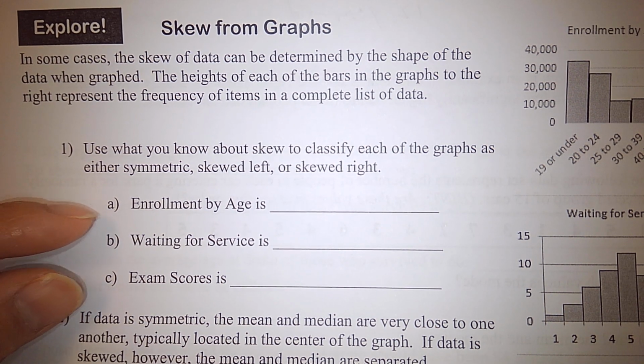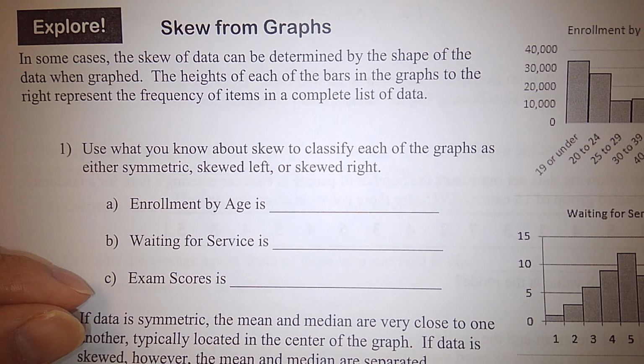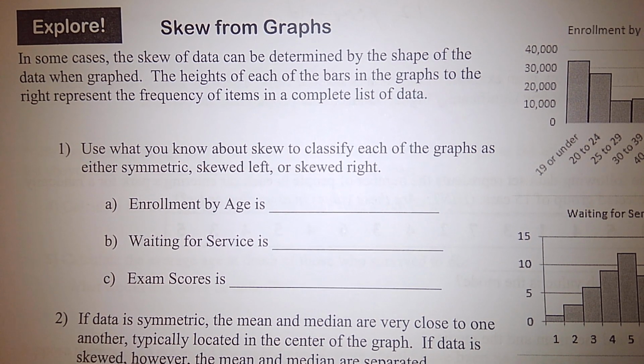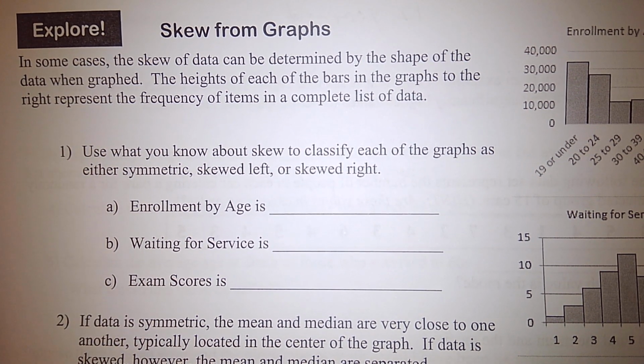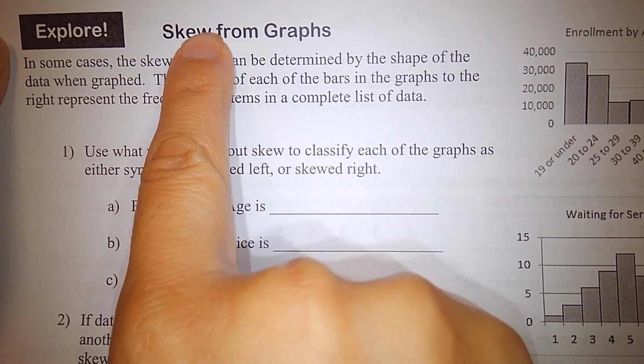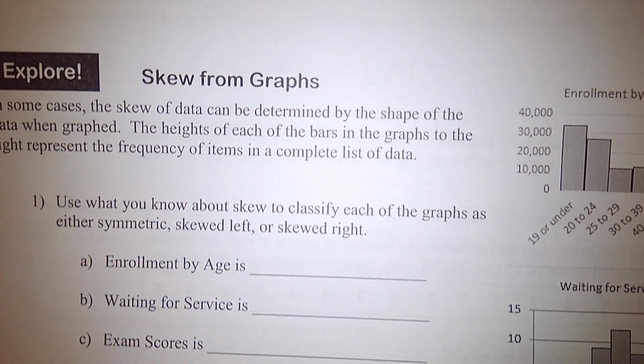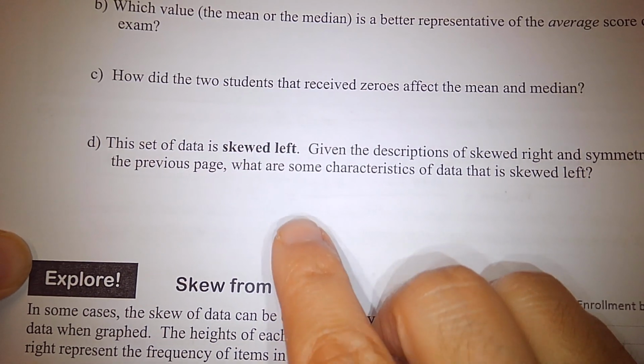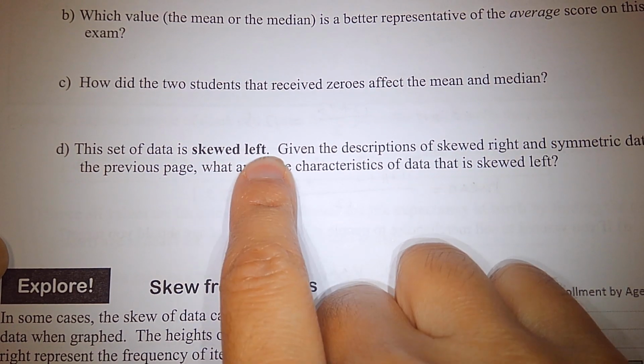And roll by age, rating for services, scam courses. Okay, very good. This is question 1. Before we look at question 1, let's look at the skew. Okay, about the skew. All right, so they gave us a definition.